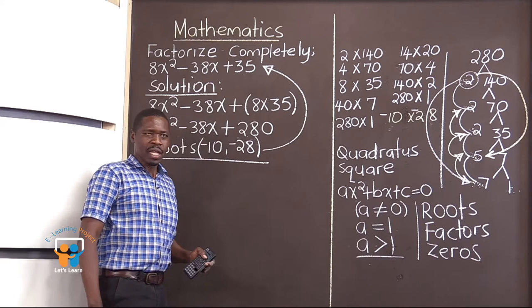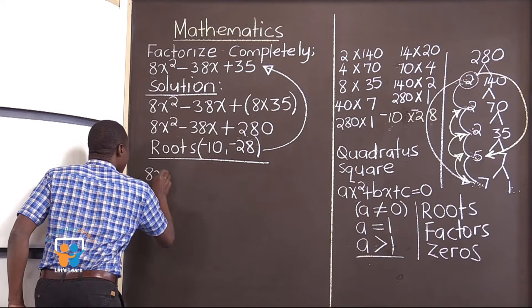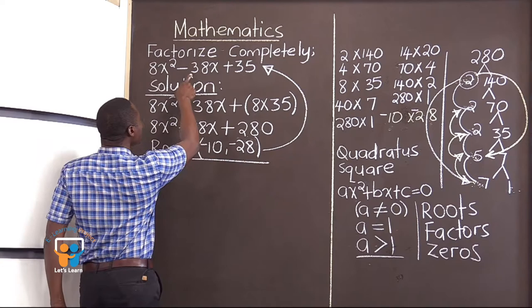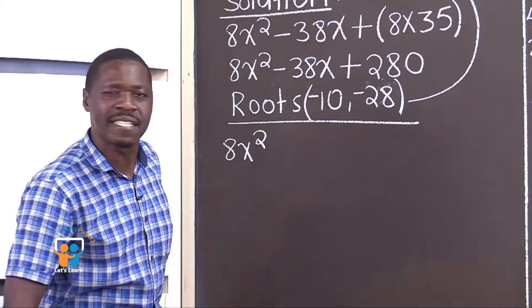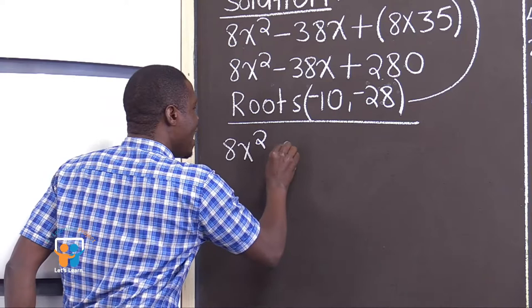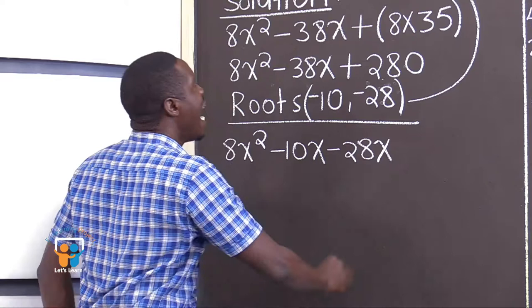We are going to say 8x squared. The negative 38x now is going to be deleted and replaced by a negative 10x and a negative 28x. And we write it like this, a negative 10x and a negative 28x. And then we bring in the last number, which is a positive 35.